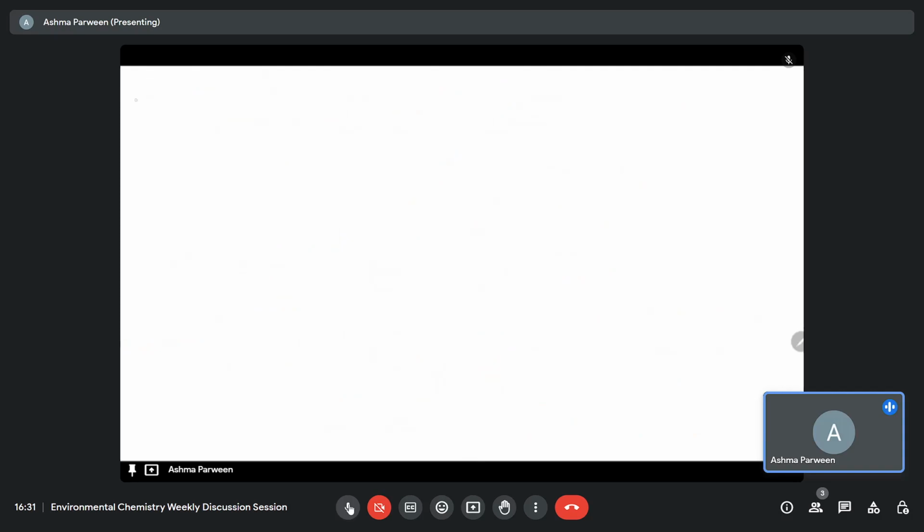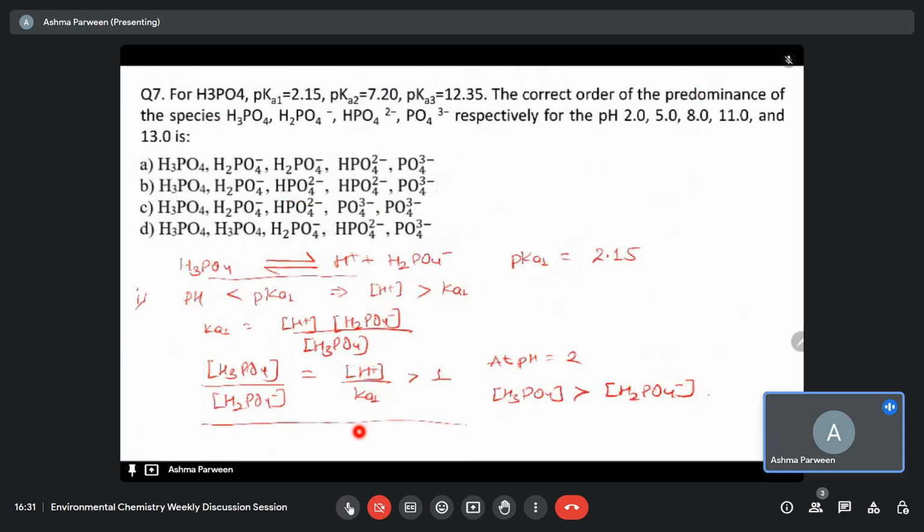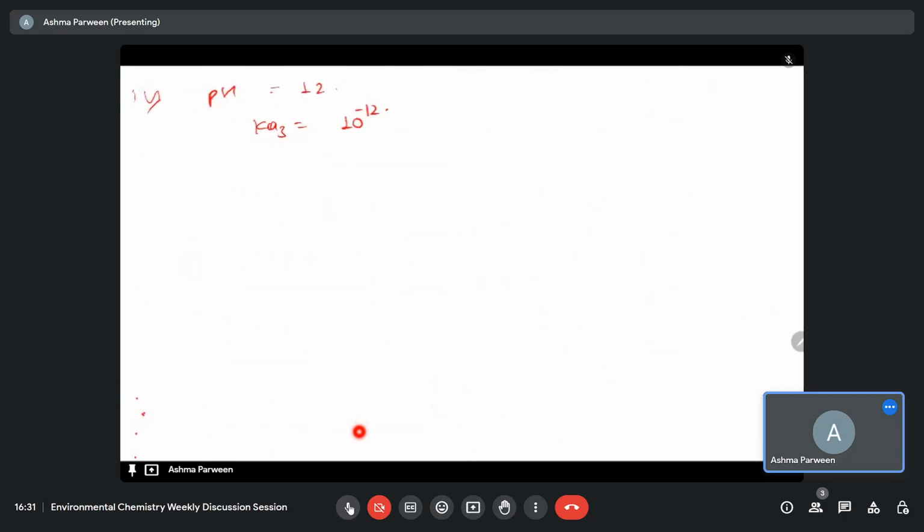Let's see, we have been given pH is equal to 12 and we have that Ka3 is 10 raised to the power minus 12.35. So we have found out that when pH is less than pKa3, HPO4 2 minus will be the dominant form.